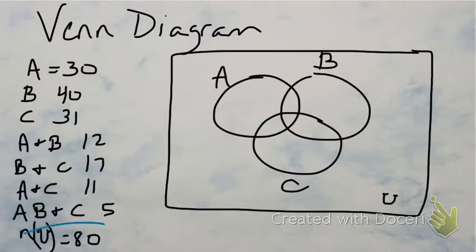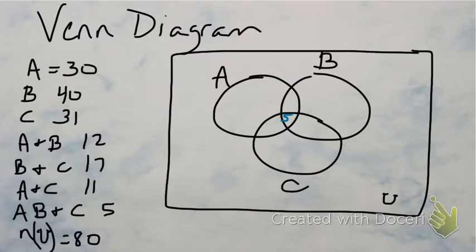Okay, this 80 tells you that there are 80 people total falling into some of these categories. Okay, and we want to find out how many are in each spot. Let's start with the innermost intersection. There are 5 people in A, B, and C. So we're going to put that 5 right in the center, and we're going to work our way out.